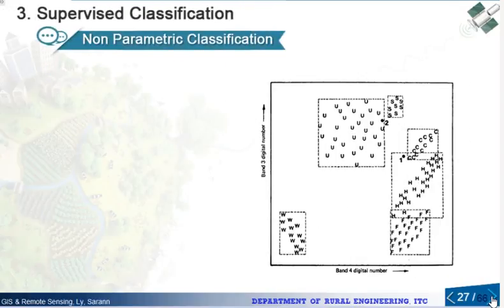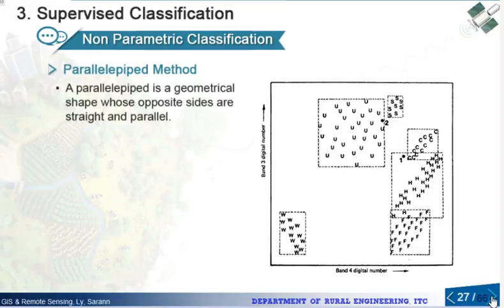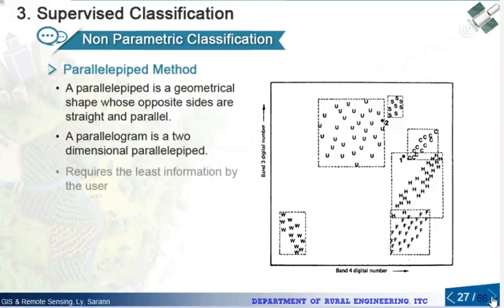Another method in the non-parametric classification is called the parallelepiped method. The parallelepiped is a geometrical shape whose opposite sides are straight and parallel, and a parallelogram is a two-dimensional parallelepiped. It requires the least information from the user.